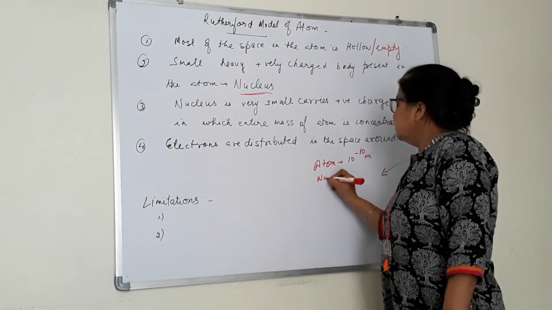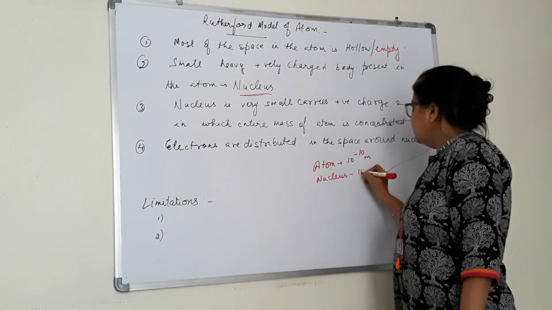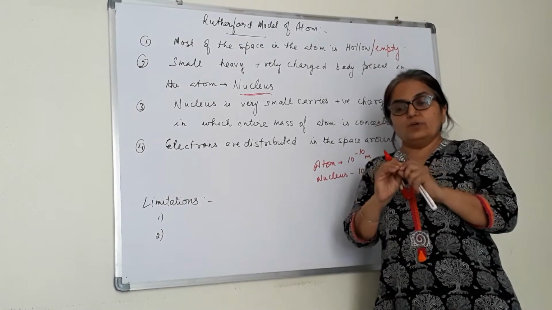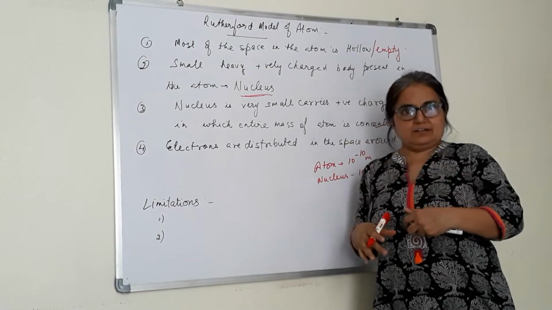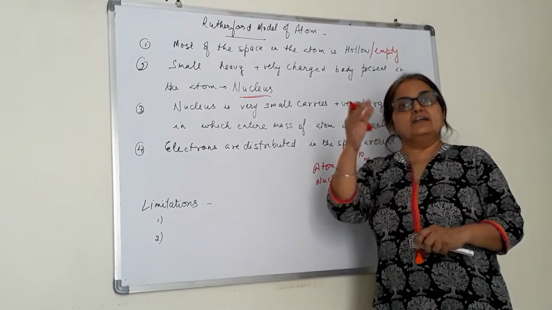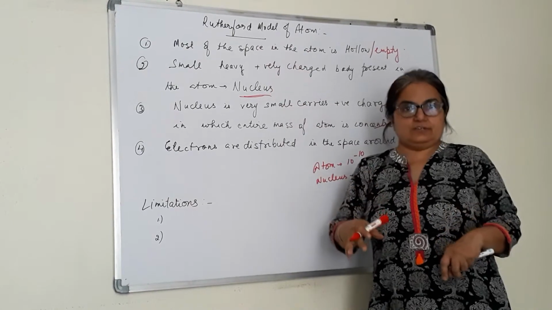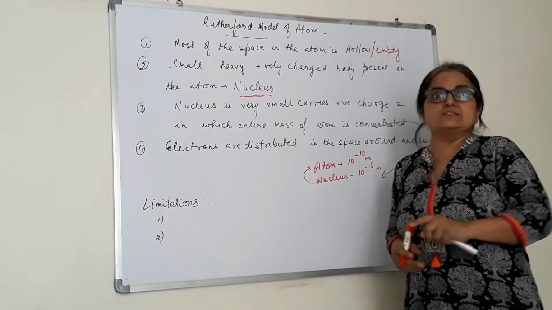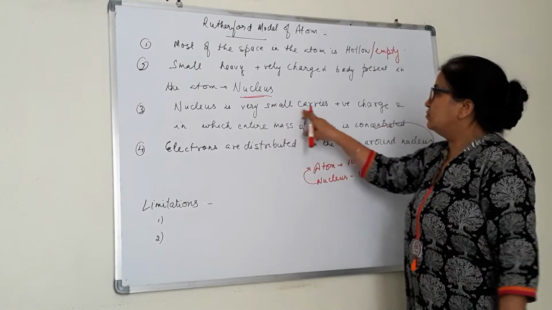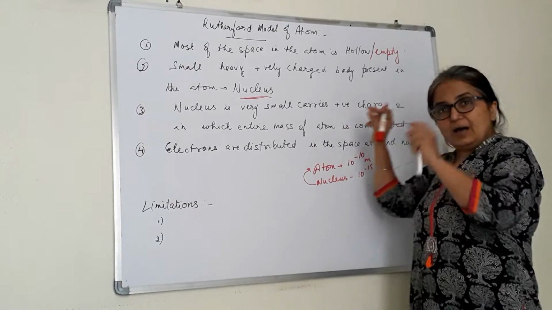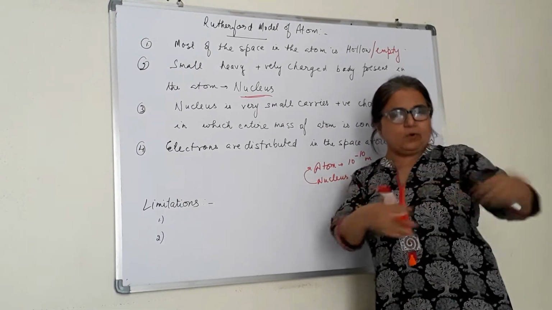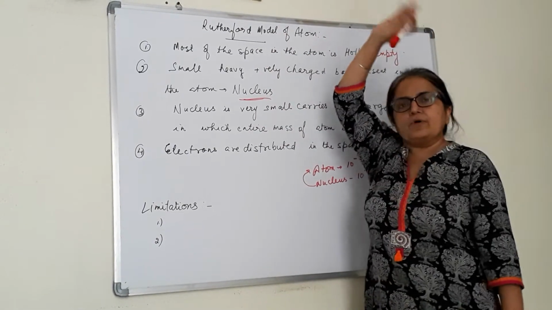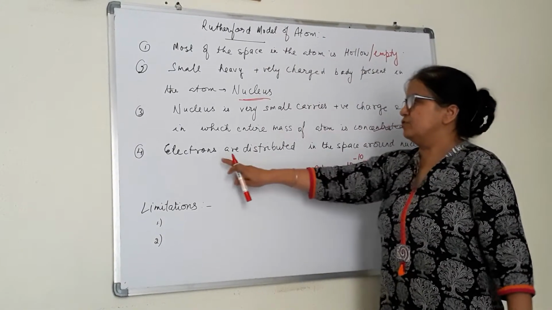And if you see, the nucleus size is of the order of 10 to the power minus 15. We can say the size of the nucleus is 1 by 1 lakh. Or in other words, we can say the atom is 1 lakh times the size of the nucleus. The nucleus as compared to the atom is very, very small. That is why they said the nucleus is very small and the heavy mass is there. That is why very few of them got deflected in the same direction. So the first three are mainly from that particular alpha ray experiment.